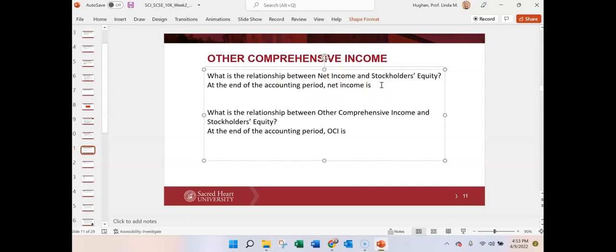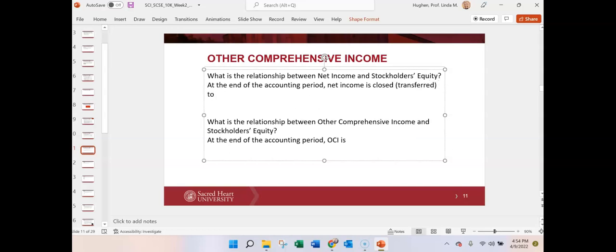Before we get to that, let's back up a bit. From your introductory financial accounting class, what is the relationship between net income and stockholders' equity? At the end of the accounting period, net income is closed. We book a closing journal entry, and really what we mean is net income is transferred to retained earnings. Retained earnings, of course, is a component of stockholders' equity.